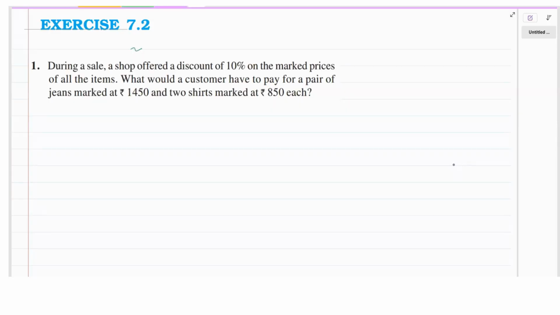Today we are going to do exercise 7.2. My name is Renu and this is the comparing quantities class 8th.